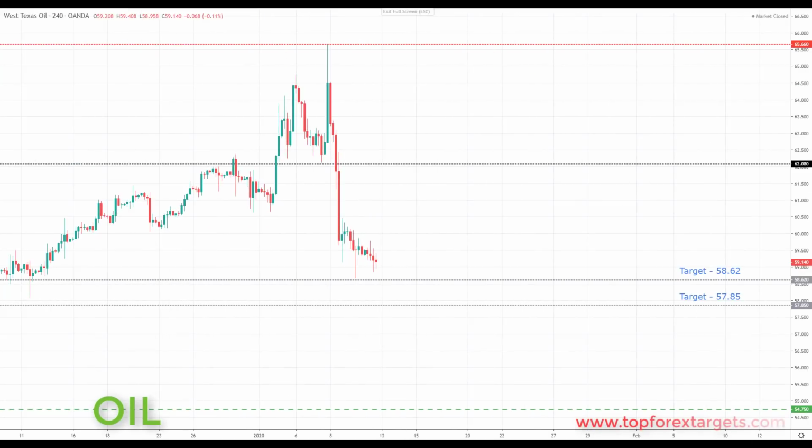So next market we're going to look at is crude oil. Now, last week we were looking for further advances to the upside, and we did take out the target set to the upside at 64.91 in crude oil.